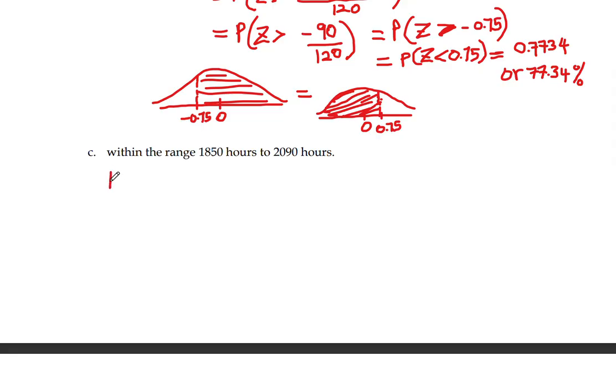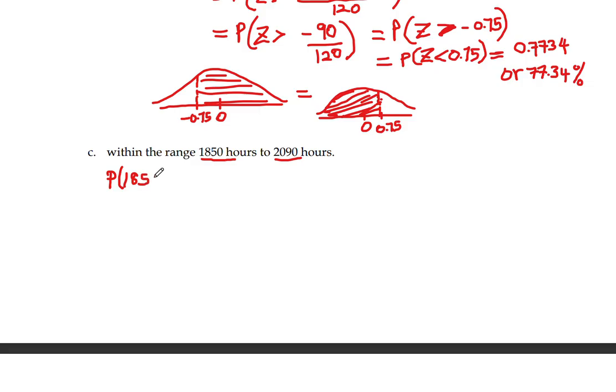And so we're going to set out this problem with its probability statement, which is how you generally start these problems, because we're asked to find here the probability that the life of a light bulb is within the range of 1850 hours to 2090 hours. We're going to set this out as an interval of values. So here's how we write this.